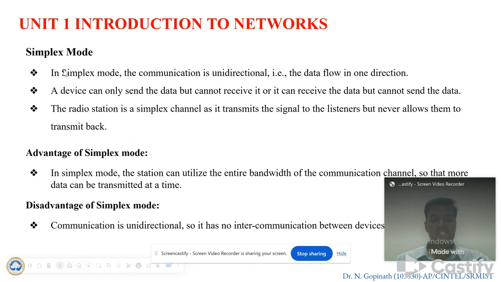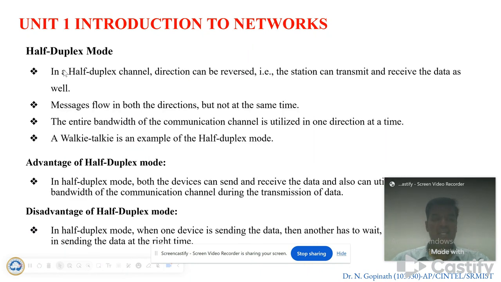The radio station is a simplex channel as it transmits the signals to the listeners, but never allows them to transmit back. The advantage is the station can utilize the entire bandwidth of the communication channel so that more data can be transmitted at a time. And the disadvantage is the communication in simplex mode is unidirectional.